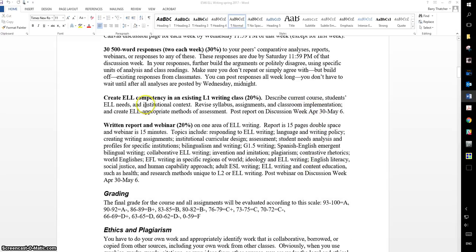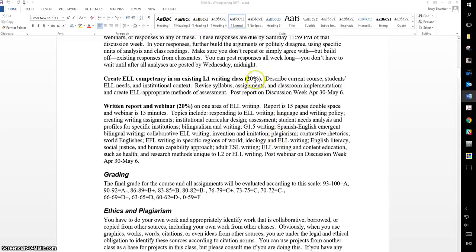Next in the assignments, I want you to create an ELL competency in an existing L1 writing class. This is where I want you to reframe an assignment or an entire class or a specific English language learner competency for a variety of classes, such as literature courses or composition courses or technical writing courses. We have seen a great increase of international students in our English 203, 211, and 218. So one example of an assignment that you could do is how to create ELL competency in an existing technical writing class. That's worth 20% of your final grade.